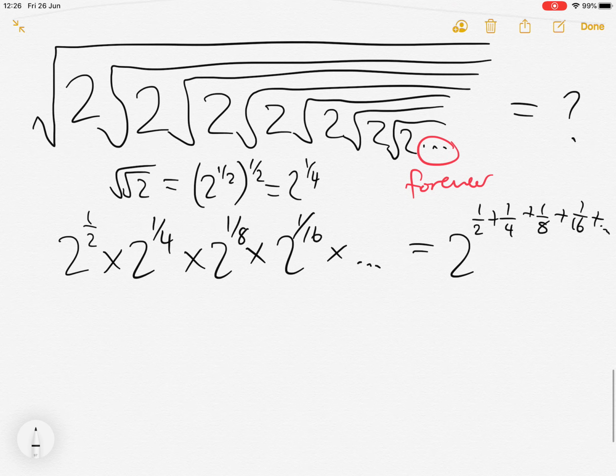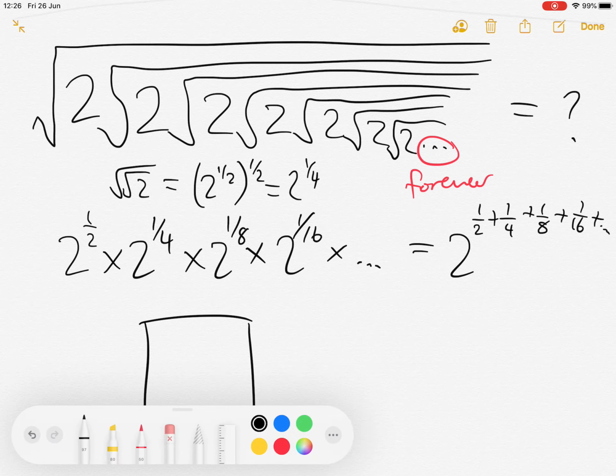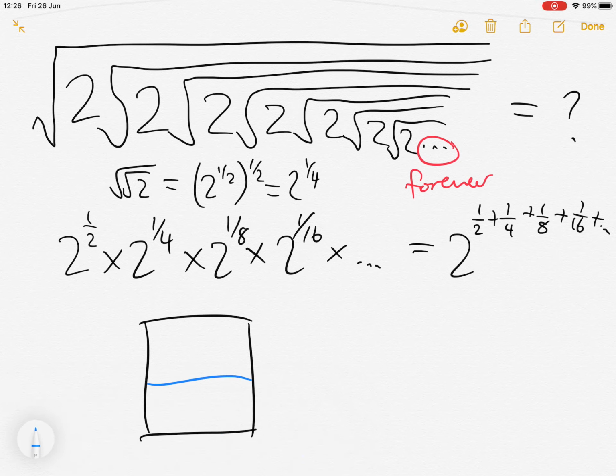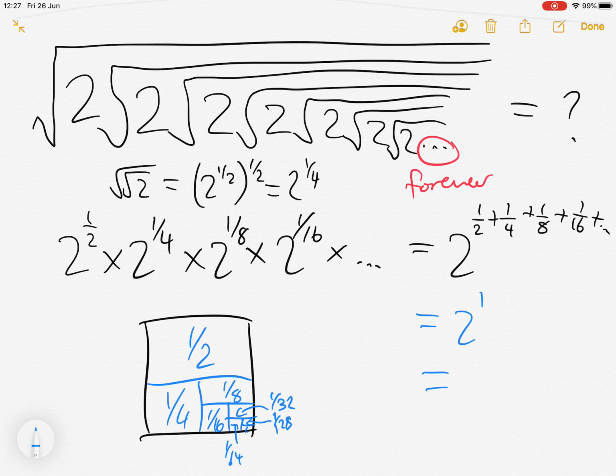And I think I've showed you that before by illustration. If we start with a rectangle and we shade a half, and then we take a quarter, and then we take an eighth, and then we take a 16th, and then we take 1 over 32, and then 1 over 64, and then 1 over 128, and so on. And we keep adding them up, and they're getting closer and closer to the whole thing, which is 1. So this is nothing more than 2 to the 1, which is 2.